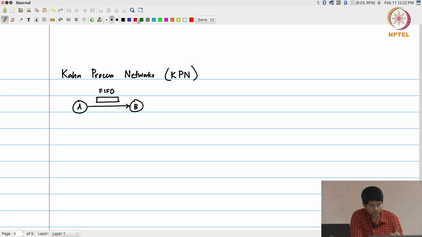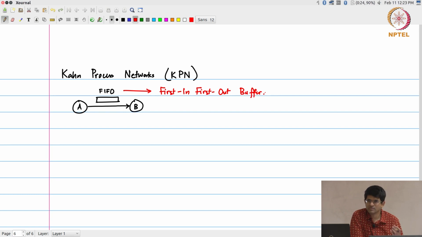A FIFO is essentially a first in, first out buffer. Implementing FIFOs, there are multiple ways of doing it. You can imagine what is happening over here. If you want a first in, first out buffer, all that you are saying is the first data that I put into this buffer should also be the first data that the other side is going to read out.